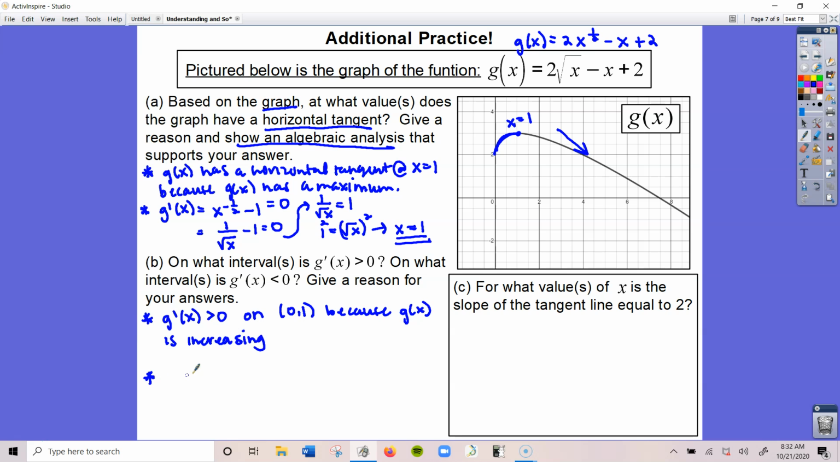Now we would do the same thing for g prime of x is less than 0. Now when we look at the graph, g prime of x is less than 0 when my function is decreasing. Where it starts decreasing is at 1 and then it decreases the rest of the time, so to infinity. And we would state because g of x is decreasing.